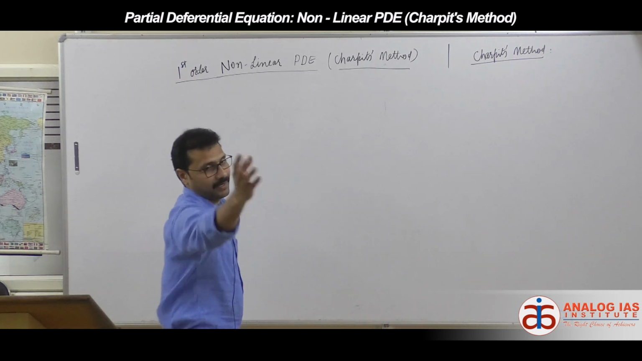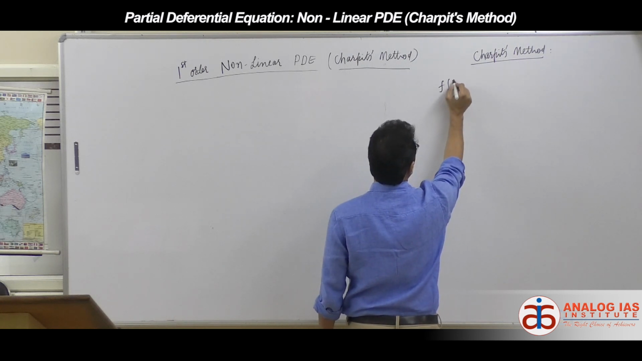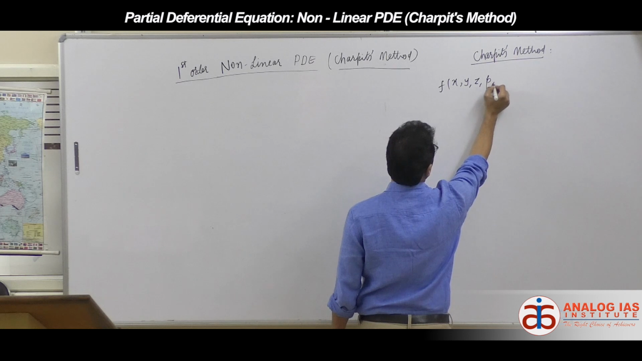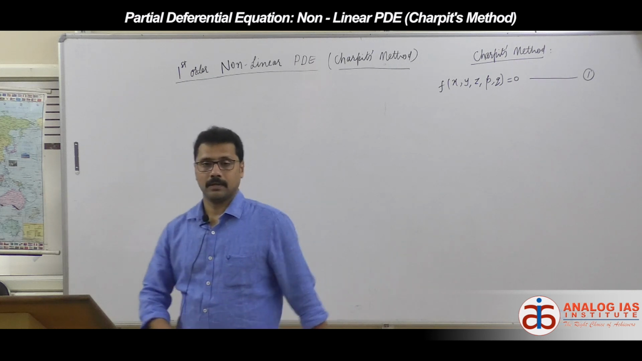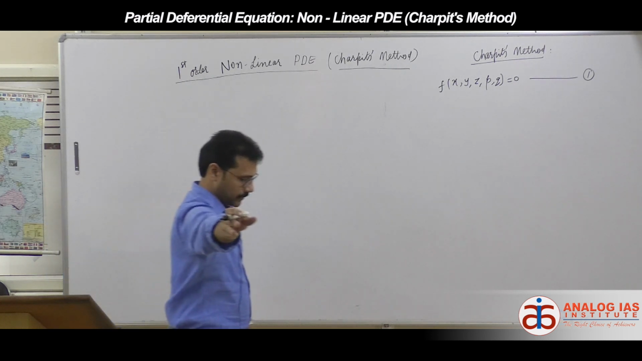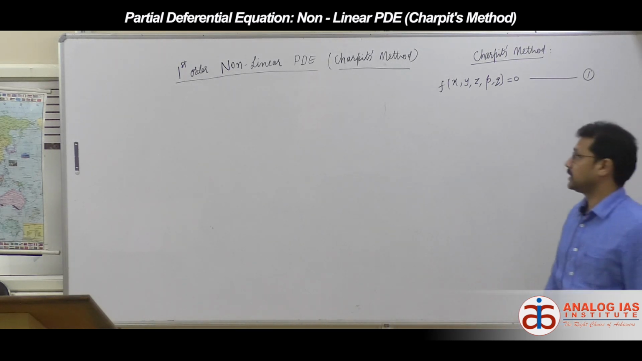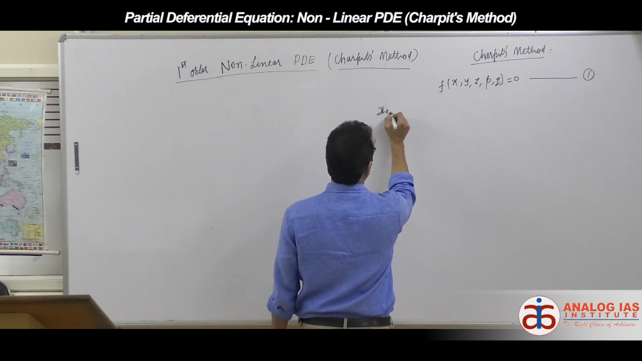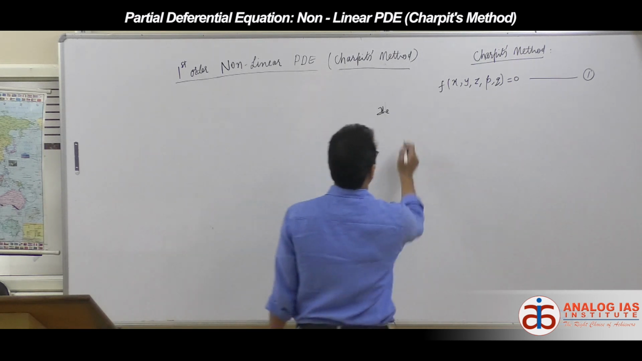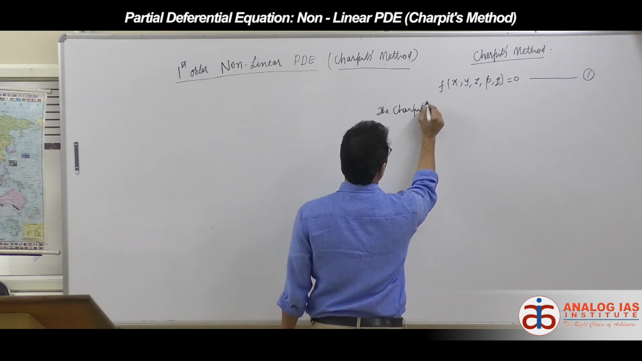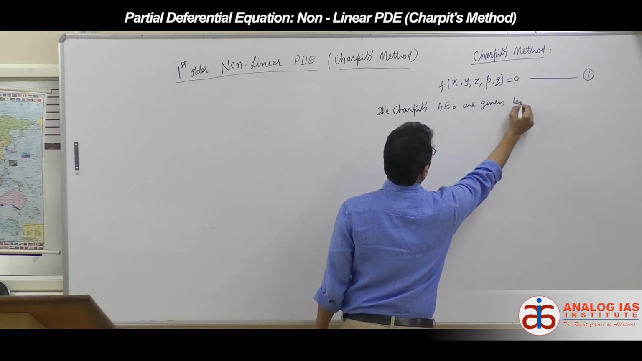Okay. Let the given differential equation be of the form f of x, y, z, p, q equal to 0. The Charpit's auxiliary equations are given by. The way we had auxiliary equations of Lagrange's, we also have now Charpit's auxiliary equations.